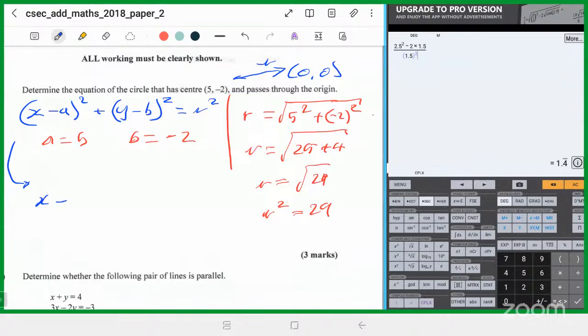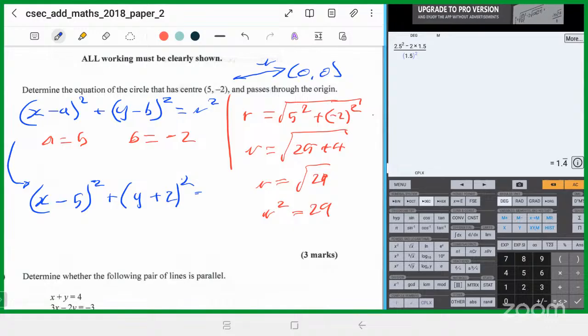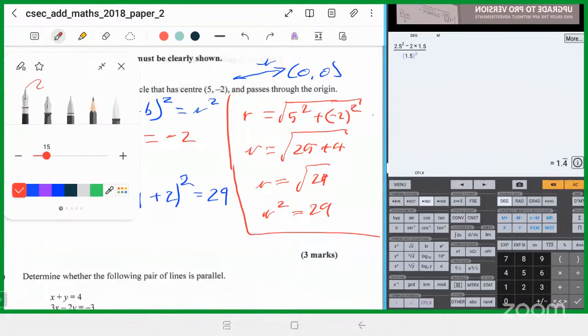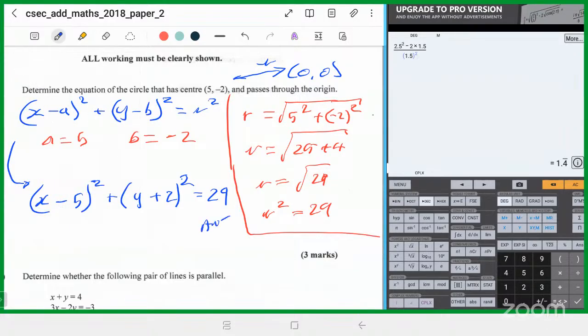It's x minus a, which is 5, squared, plus y minus -2, which becomes y plus 2, squared, equals the radius squared, which is 29. And this is the answer right here. That's it. Easy question. Very good.